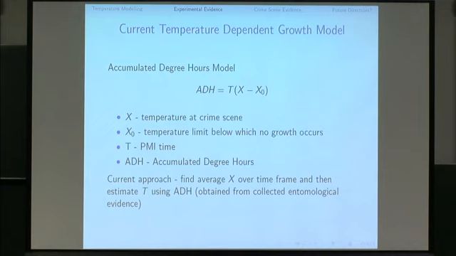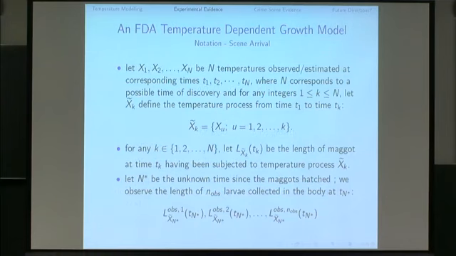So we wanted to try this a different way, taking into account the full temperature growth curve that you could see in the data. This is a bit notation heavy, so I apologise. Basically, we've got a whole bunch of temperatures collected at particular times, and these times correspond to possible times of discovery. We don't know what the time of discovery is, and we're interested in defining it. Then there's this X tilde process, which is the temperatures that this fly has been subjected to up to time k, over some discretized intervals, so we're going to use hours.